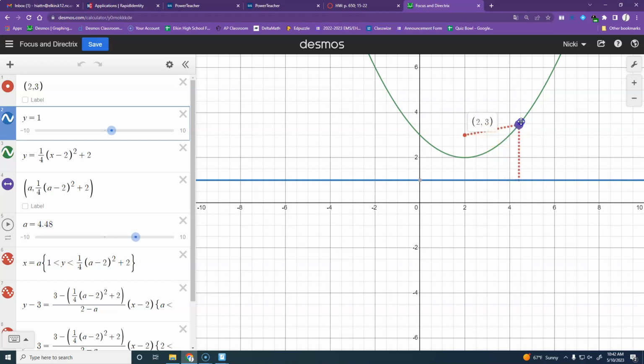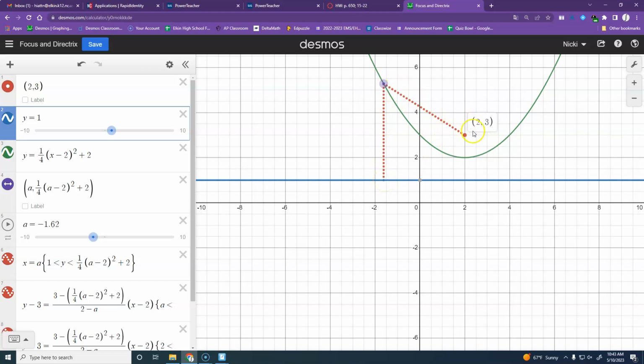So as I go along the parabola, you can see that the length of those dotted lines change, but they still look like they're equal to each other. So all of these points are the same distance away from that focus as they are the line right here. So that is your definition of a parabola. You're the same distance away from that focus as you are the line.